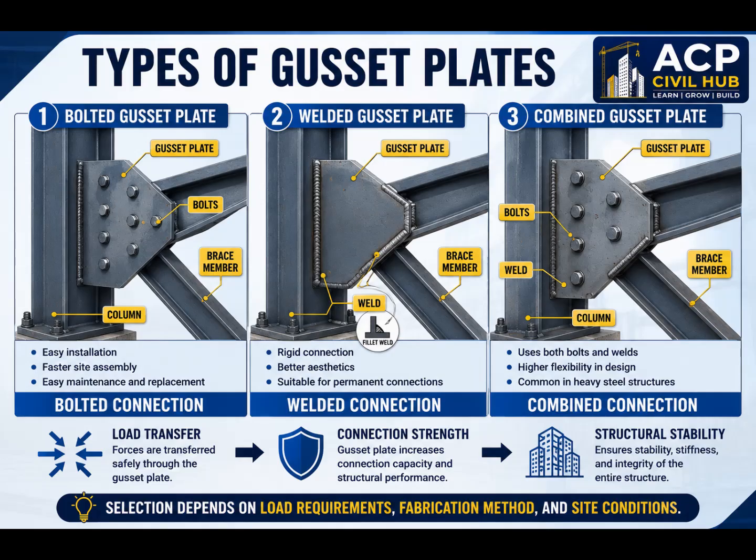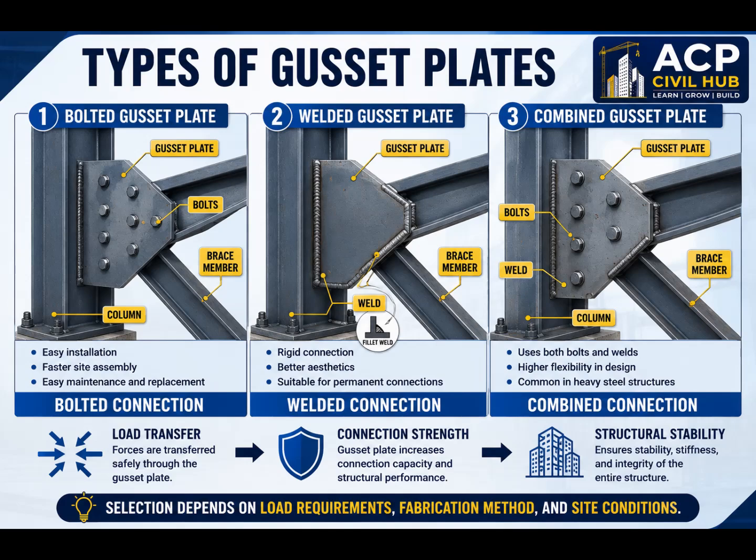Gusset plate connections can generally be classified into three types. The first type is the bolted gusset plate connection. In this arrangement, bolts are used to connect the gusset plate to structural members. Bolted connections are easy to install, allow faster site assembly, and are convenient for maintenance and replacement.